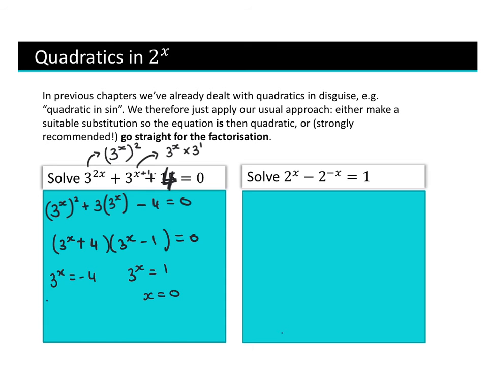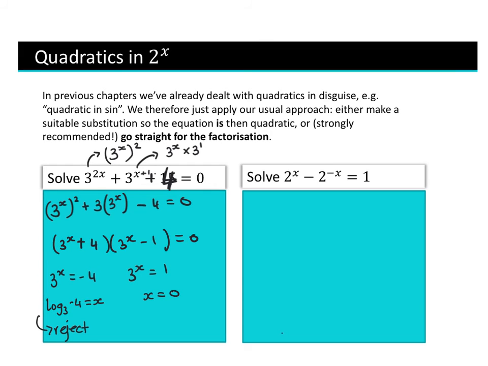Because remember, it's going to give me log to the base 3 of -4 equals x. And what can we not do? We can't log a negative number, so we reject this, and there's only one solution. And the only solution is x equals 0, okay? Right, let's try the next one and hope this one works better.